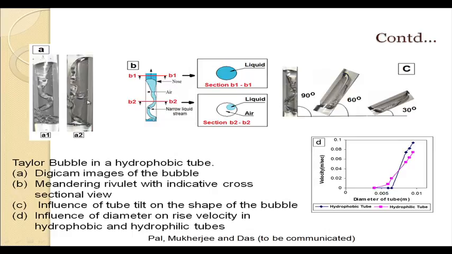Interestingly, if we try to find out the rise velocity of the bubble, what do we find? In a hydrophobic tube, initially when the tube diameter is very small, as we all know, and I have already discussed this, for any particular tube there is a critical diameter below which the bubble does not rise. Now, this diameter is a function of the Eötvös number. This diameter is different for a kerosene bubble, it is different for an air bubble, it is different for some other liquid bubble.